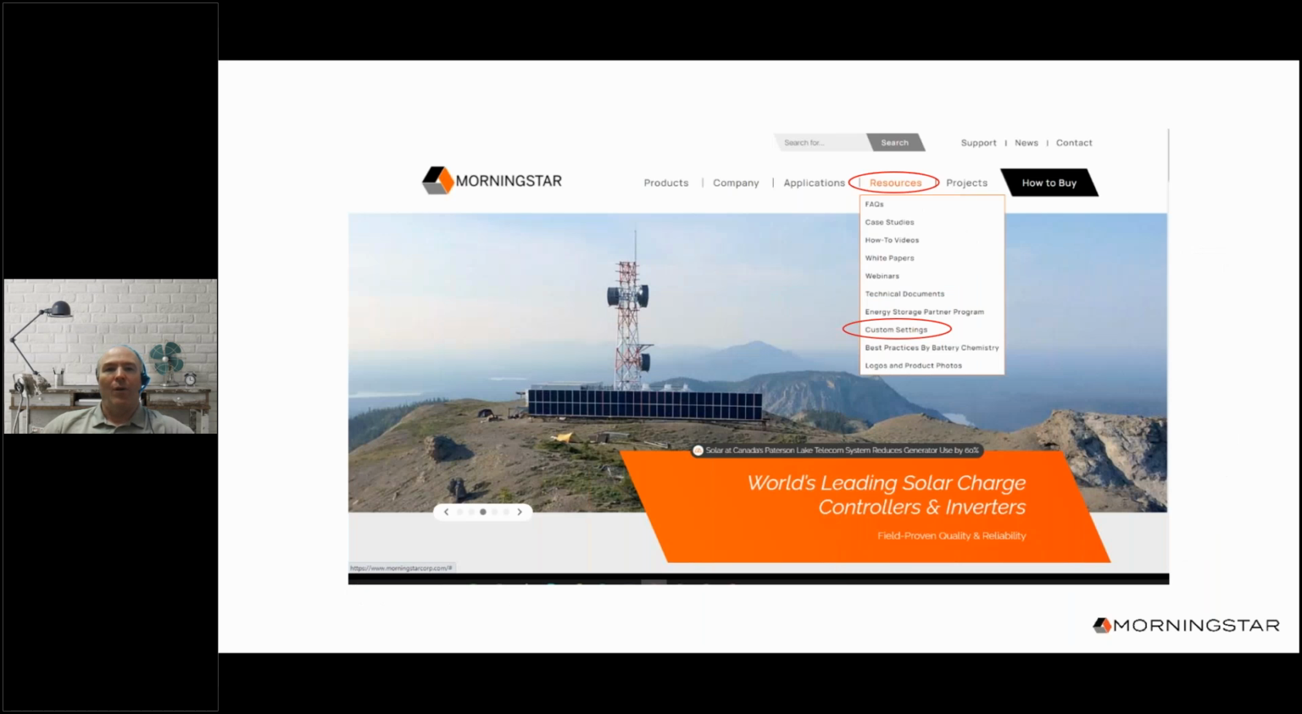If you go to our website and click on the resources tab and then click custom settings in the dropdown, you'll be able to access a page that contains links to product factory preset configuration files for our applicable controllers. And you might only have to change a few settings on the configuration files to match the exact requirements of the battery brand and type that you're using. So these preset configuration files can save you a lot of time rather than having to do everything yourself to establish the values to input in MSView.